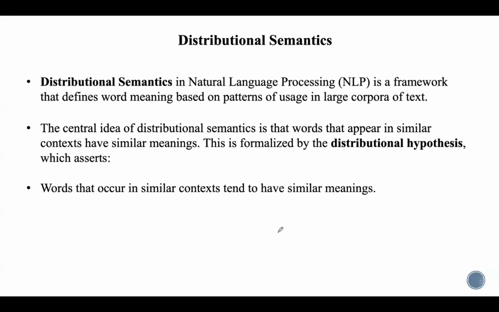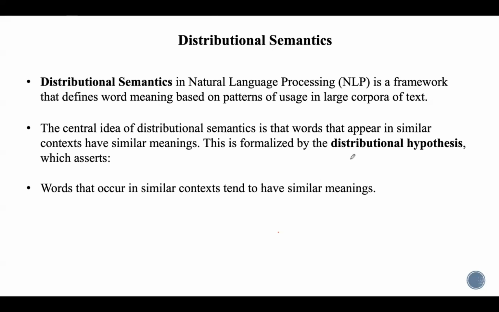In this lecture, let us discuss distributional semantics, which is a fundamental concept in natural language processing based on the idea that the meaning of a word can be inferred from the context in which it appears. The core assumption is that words occurring in similar contexts tend to have similar meanings. This approach enables automatic learning of word meanings from large corpora of text.